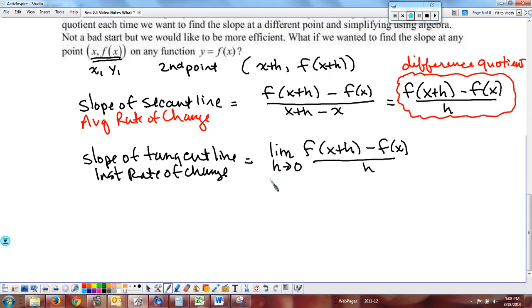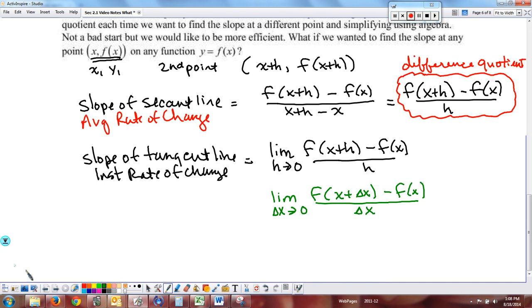Just to be thorough, some textbooks and notations will use, instead of h, delta x. So it would say the limit as delta x goes to 0, f of x plus delta x minus f of x all over delta x. They just use delta x instead of h, which is a common notation.